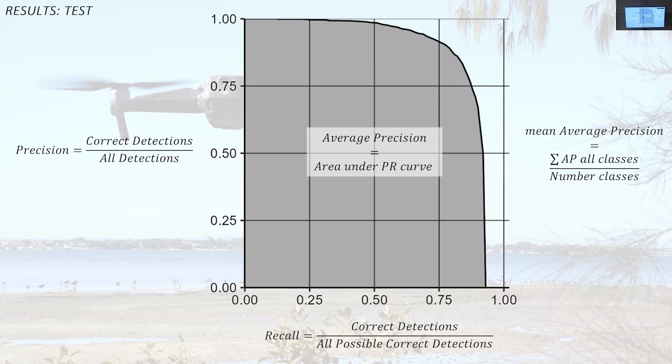So if you take the area under that curve, that's called the average precision. That's a major metric that people use to describe the performance of this tool. And that would be for one class, for example, Australian pelican. So we have 96 different classes, 82 species, and a few different age categories. So if we average the average precision over all of those classes, we end up with the mean average precision.